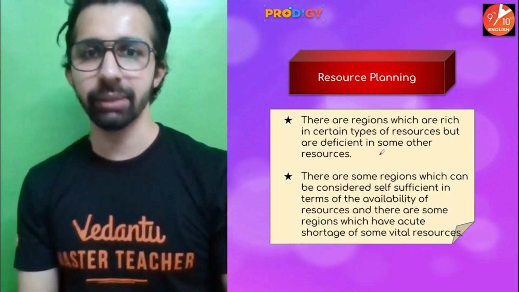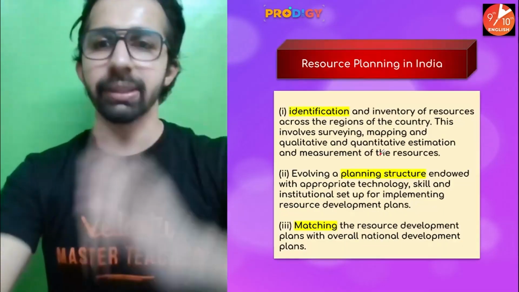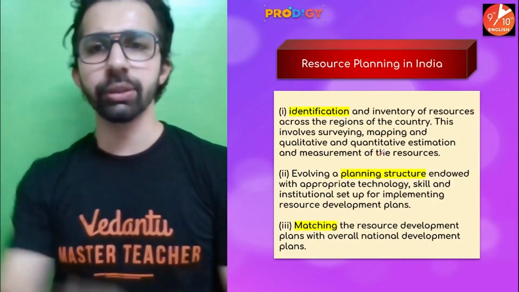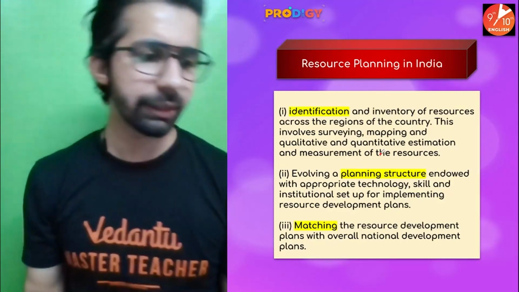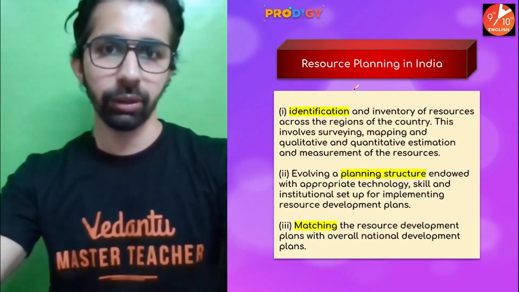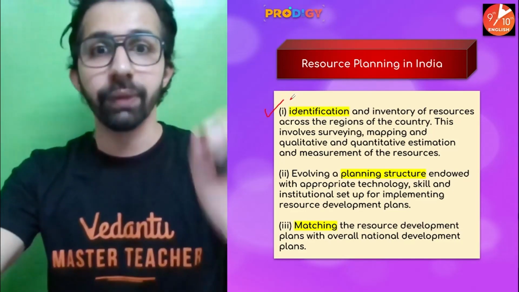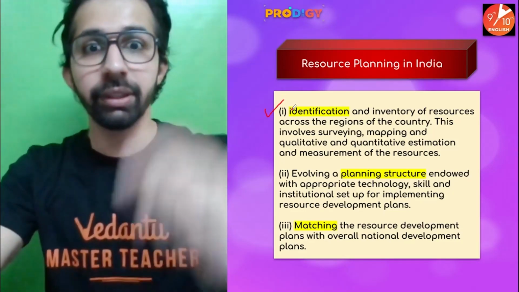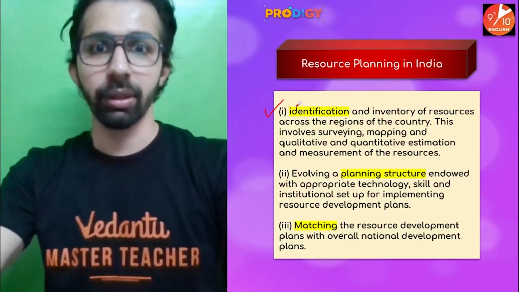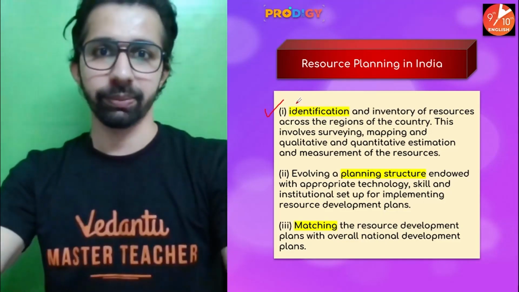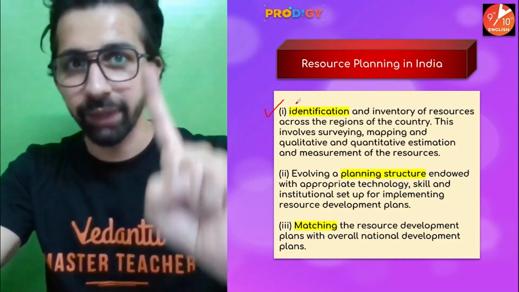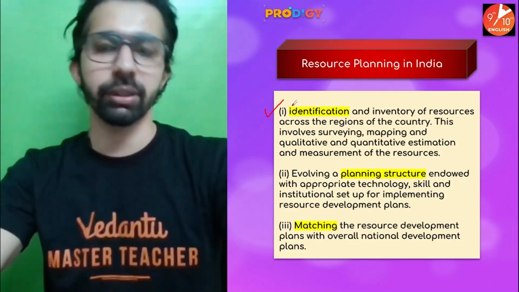How is the planning done? Let me tell you, it is very simple. How is resource planning done in India? Okay, let's see. First of all, the very first step is identification. First, we need to identify which resources are available and where they are available. I hope you're understanding. So the very first step is identification of resources.